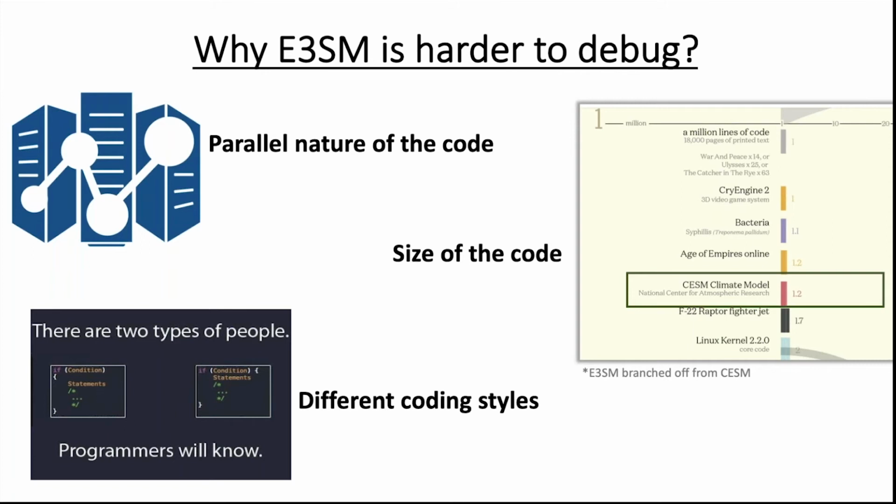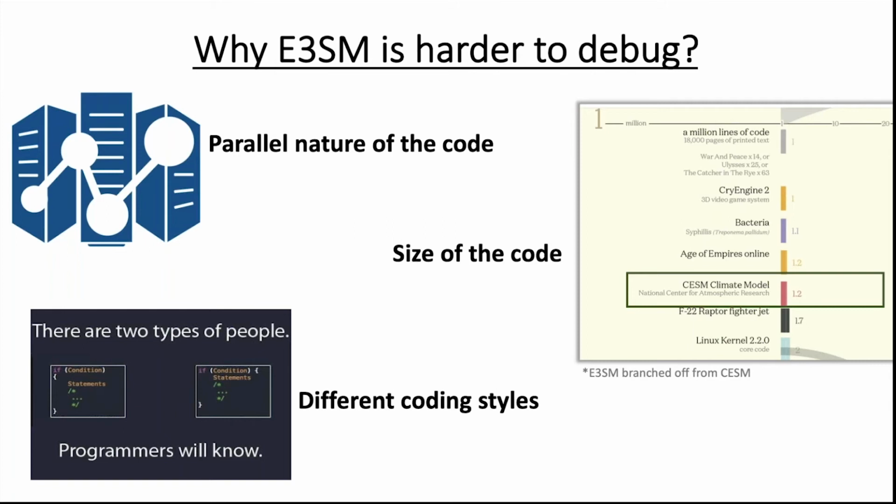And we typically run this code in parallel because we run the model at high resolutions. So the parallel nature of the code makes it difficult to find problems, because parallel codes are typically harder than serial codes. And there are various ways we can run the code in parallel, so that also contributes to the issue of finding problems if there exists a problem.